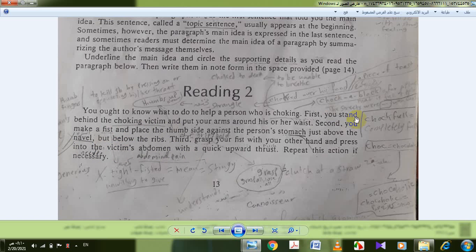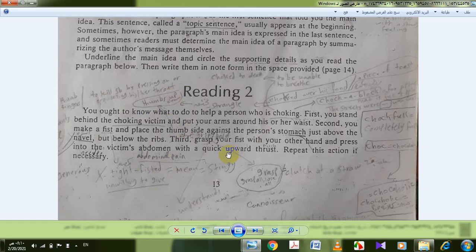So all these notes are important. Also we have to kill somebody by pressing on or squeezing his or her throat. Good. To kill somebody by pressing on or squeezing his or her throat. Strangle is something else.